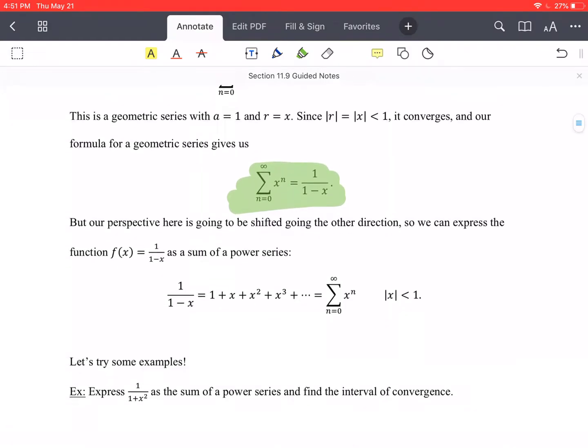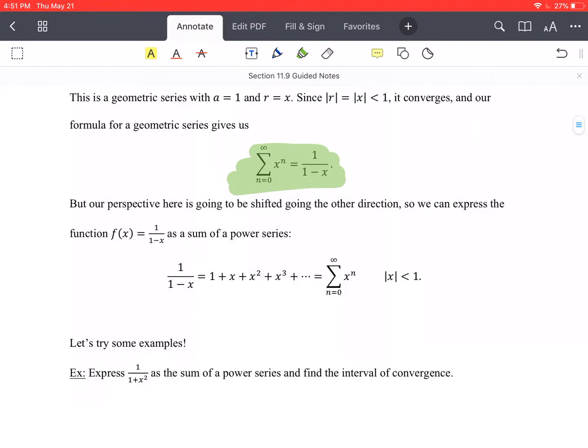So we can express the function 1 over 1 minus x as a sum of a power series. So we start with the function, and we can write that as an expansion of a power series, or use the summation notation if we prefer. You'll find in this section a lot of the stuff we're doing just builds on itself. The information that we get from one example is going to help us solve the next example, and the next example, etc. So let's look at some of these.